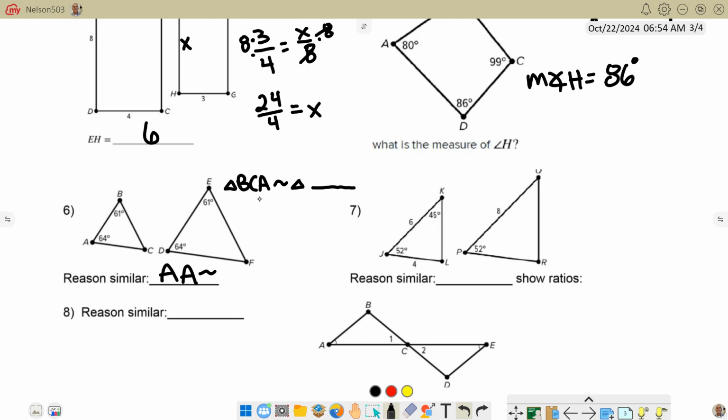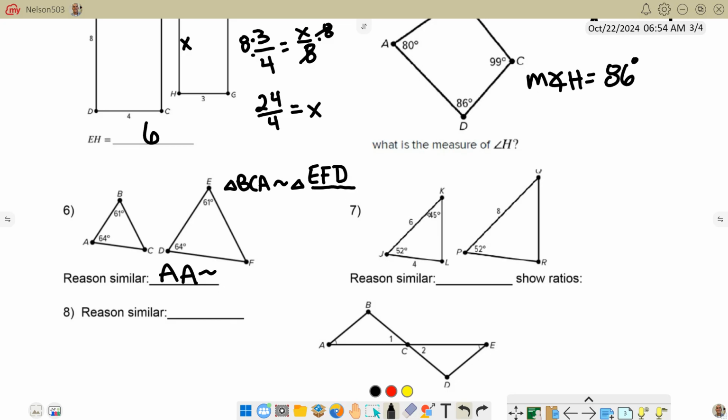And then how are the letters matched up? Well, if I go BCA, that's 61. We don't have an angle down here. We have nothing. So 61, C, 64, right? So I got to do the same over here. 61, nothing, 64. So EFD. So EFD. We got to match up corresponding angles.